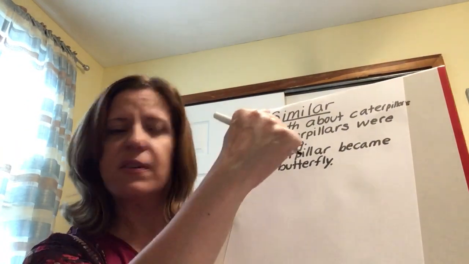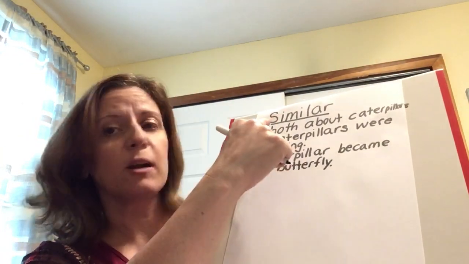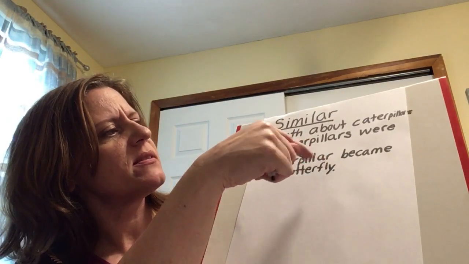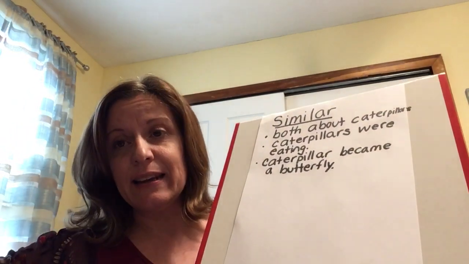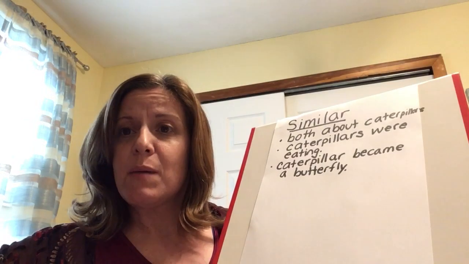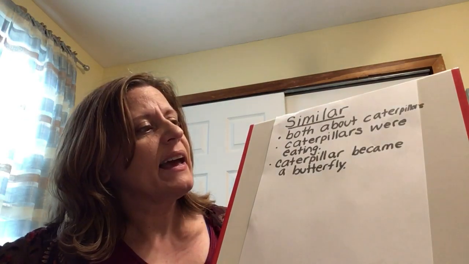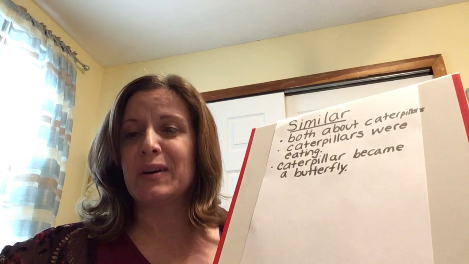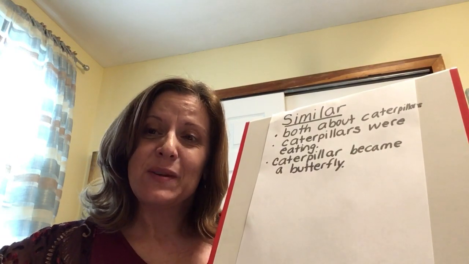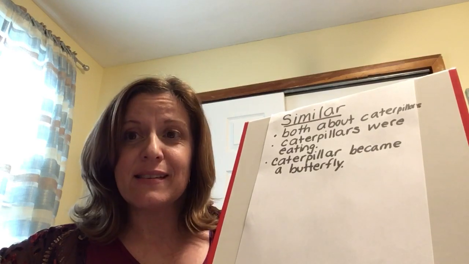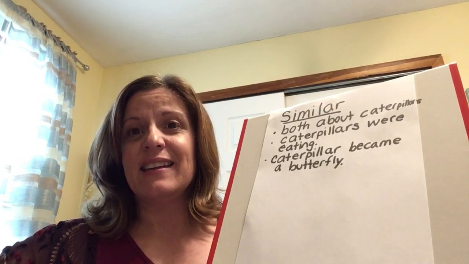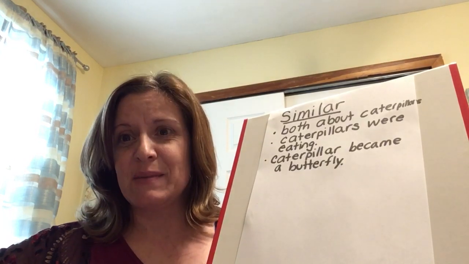So let's go over the similarities that we found today in our poem and in our story. So both were about caterpillars. Caterpillars were eating in both the poem and in the story. And in both the poem and in the story, the caterpillar became a butterfly. Okay? So again, next week Ms. Miller's going to be talking to you about the differences, all right, between the story and the poem. And so today we talked about the similarities.